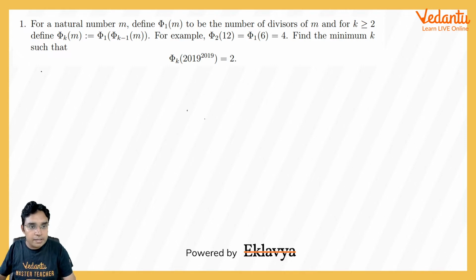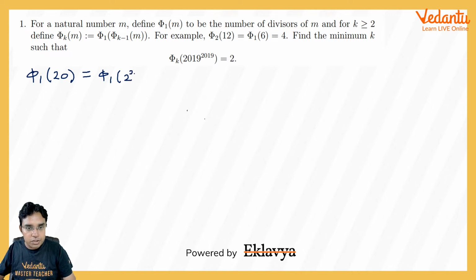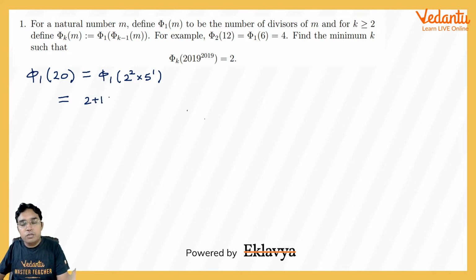Now first of all, let us understand what exactly this function is doing. Suppose you have some number, let us say 20. So this function is actually counting the number of divisors. To count the divisors, we write the prime factorization, which will be 2 power 2 into 5 power 1. Now to get the number of divisors, we have a choice to choose the power of 2 in three ways. We may choose 2 power 0, 2 power 1, or 2 power 2, one very standard method to find the number of divisors.